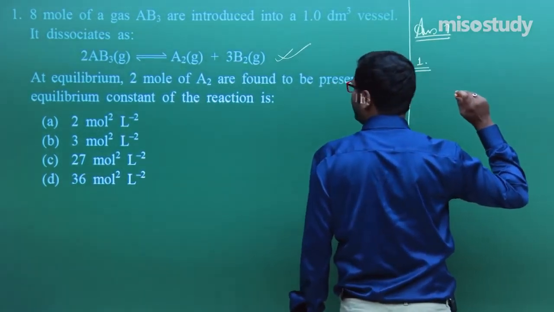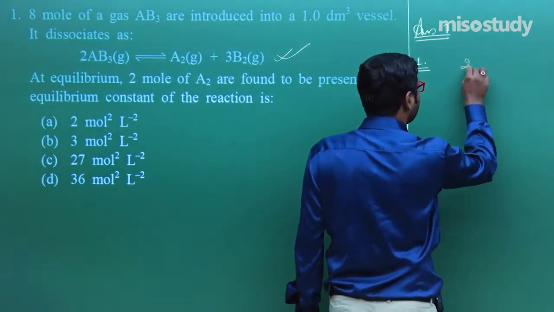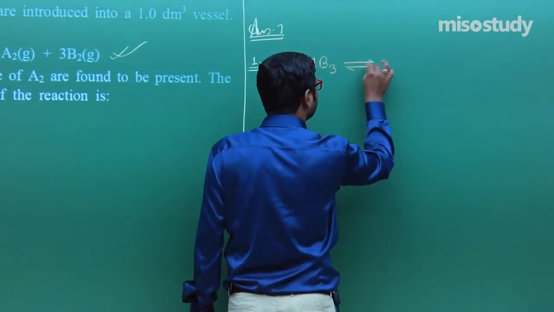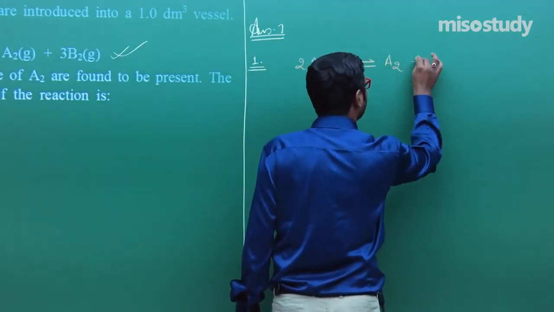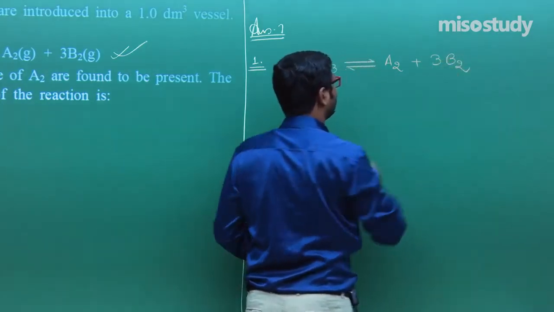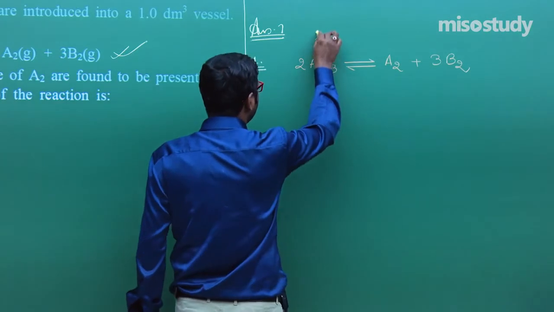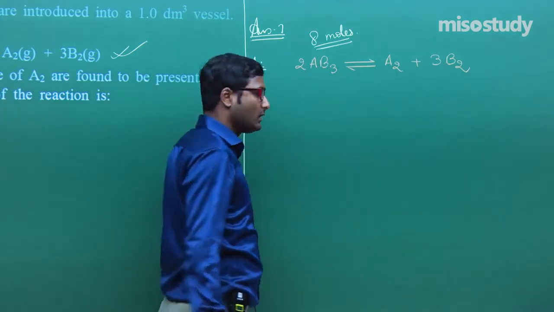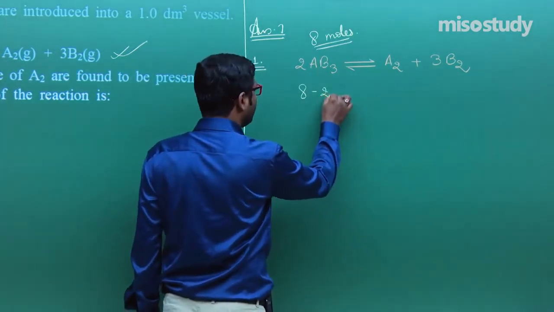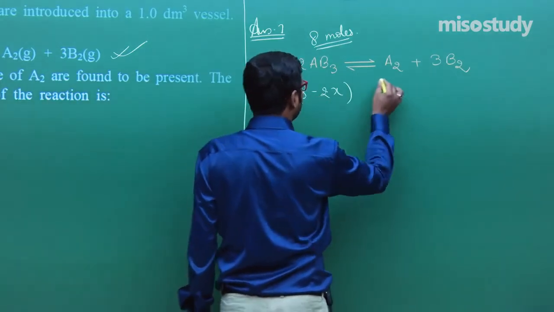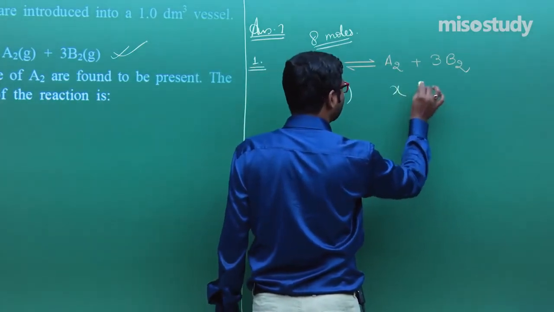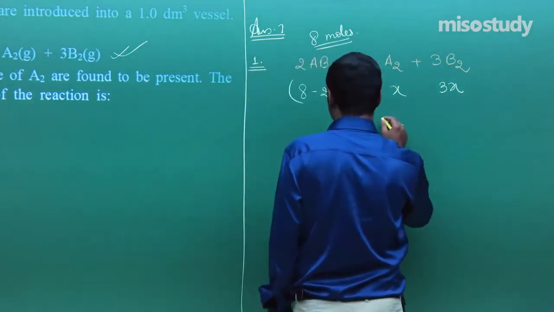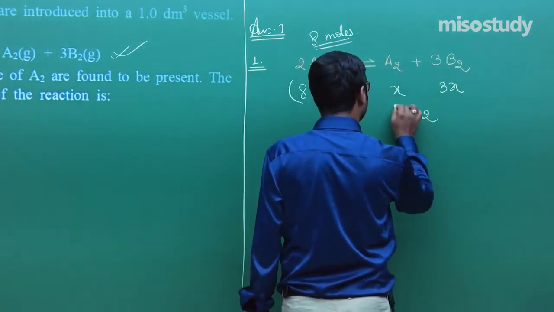2 moles of A2 are found to be present. The reaction is 2AB3 gives A2 plus 3B2. Clear? Given here is 8 moles. Not an issue. Now write down the expression here: 8 minus 2x, then here x and here 3x. Clear to you? Now, given here x is equal to 2.